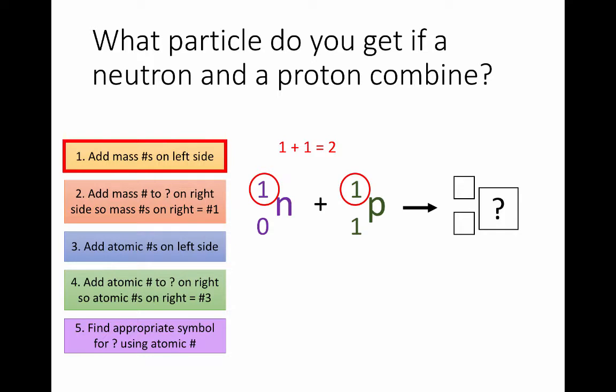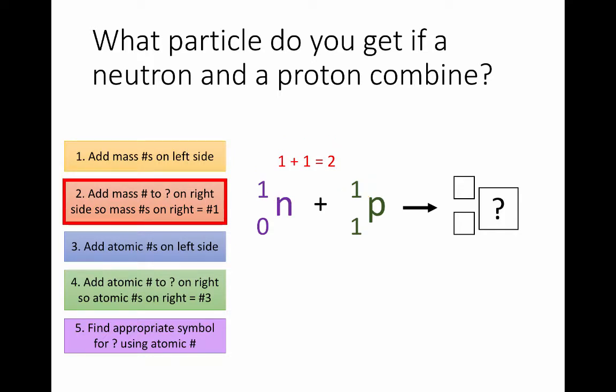And our second step tells us that we're going to add some unknown mass number, such that the sum of the mass numbers on the right-hand side of the equation is equal to the sum of the mass numbers on the left side of the equation. In other words, our mass numbers on the left side add up to 2, so our mass numbers on the right side also have to add up to 2. Now it's very convenient. We only have one thing on the right side of the equation, and so it must have a mass number of 2.